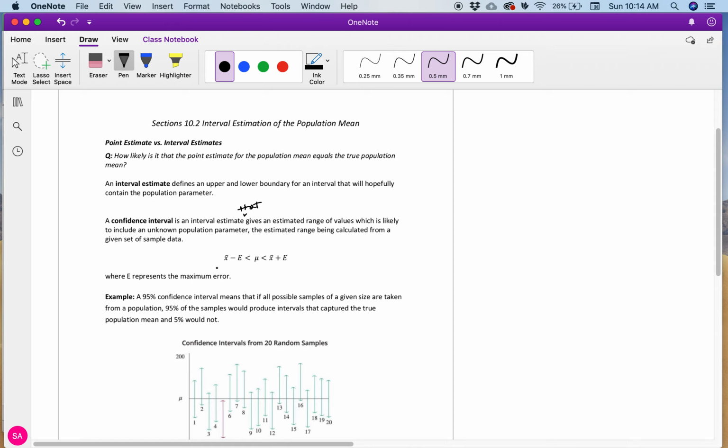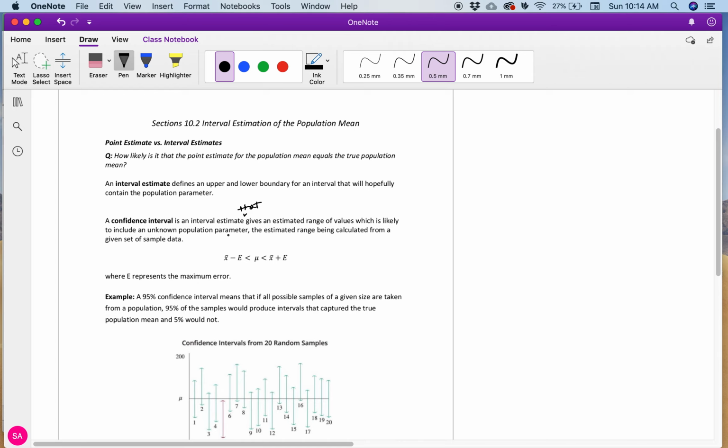And I have this little formula here. We're going to be building these confidence intervals, and the statistic I'm using is sample mean. We're trying to estimate the population mean here in the middle. But once again, we're not giving one single point estimate of sample mean. Now we're giving an interval, a range of values.